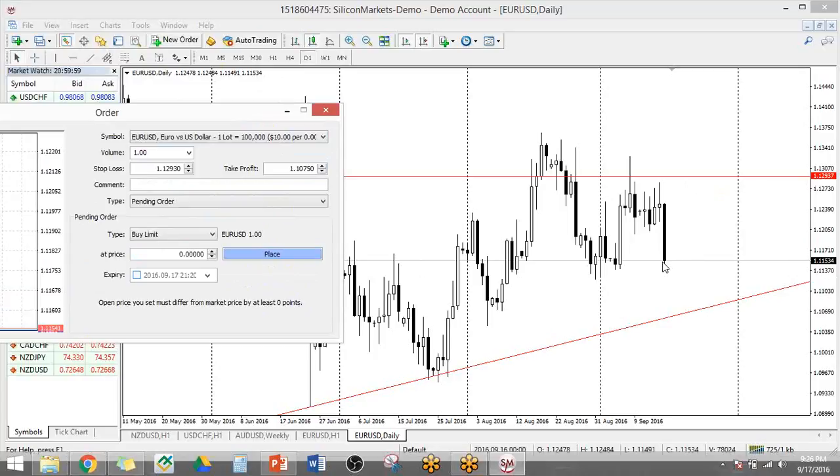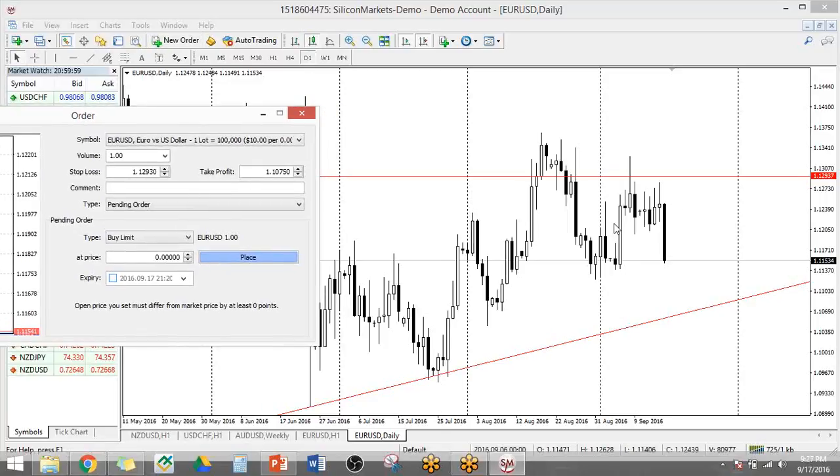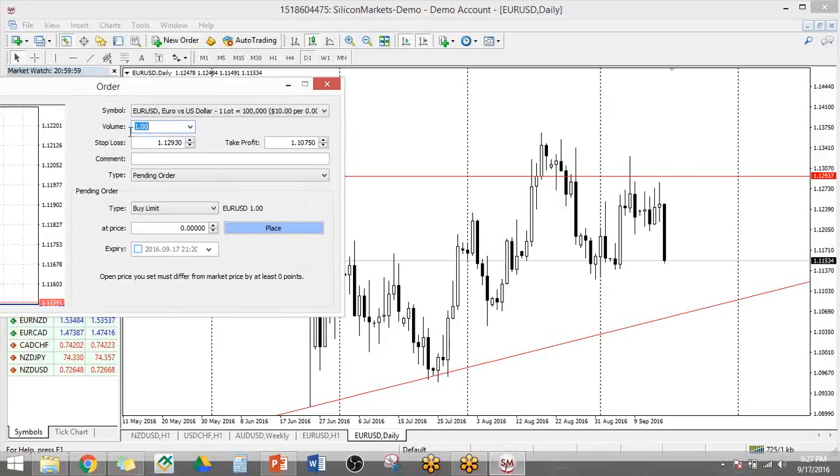You don't want to sell now. You want it to go up a little higher and then sell there, because you don't want to sell in the middle. You don't want to sell at the bottom. You want to sell above or at a higher price. So what you're gonna do is, don't forget your volume. It's written there. You put the price over here. That's where you type the price.